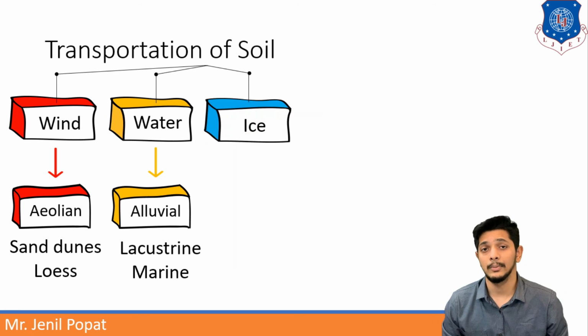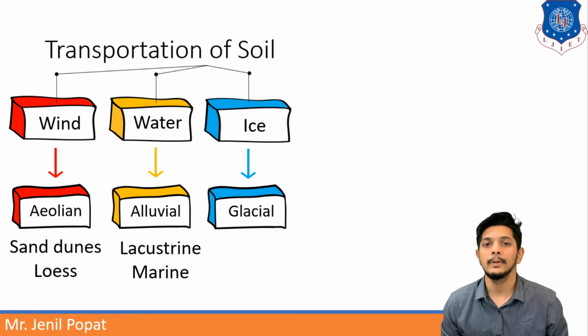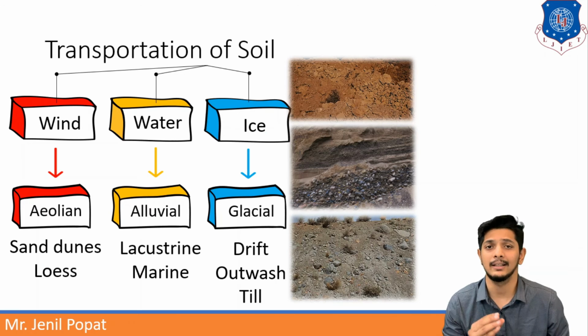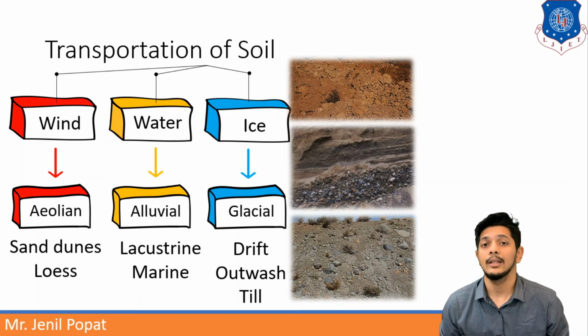If the transportation medium of the soil is ice, the soil type is known as glacial soil. Examples of that can be taken as drift, outwash and till. In the top picture on your screen, there is drift. You can see small particles coming from the drift of ice. After the freezing and thawing process, drift, outwash and till get generated.